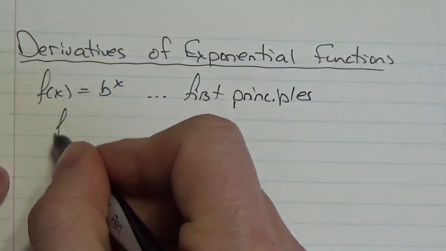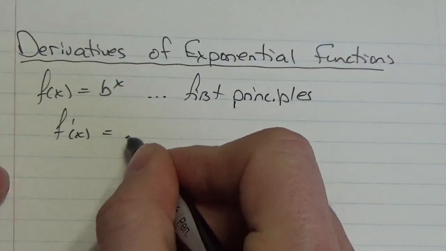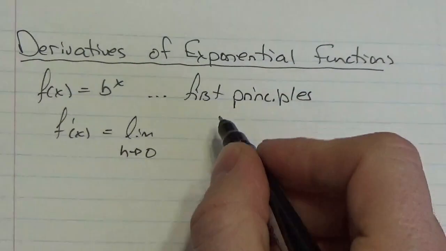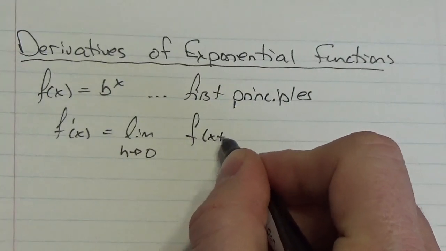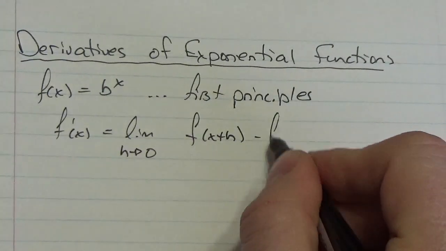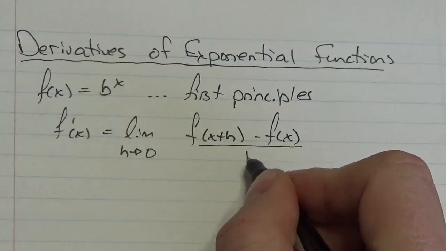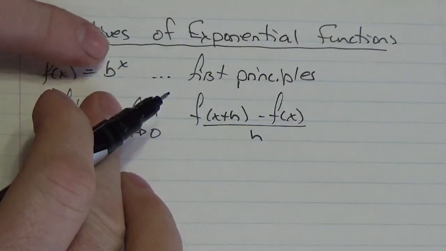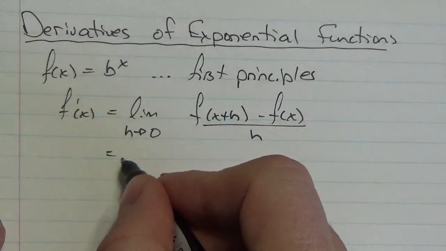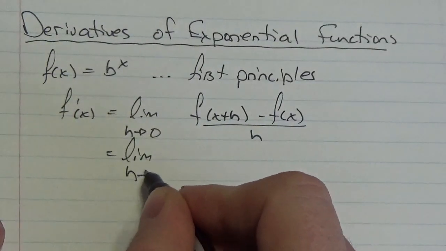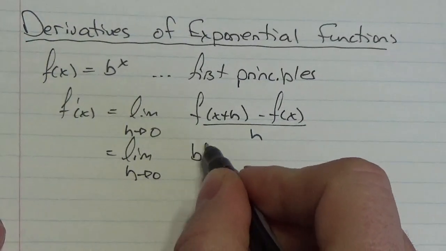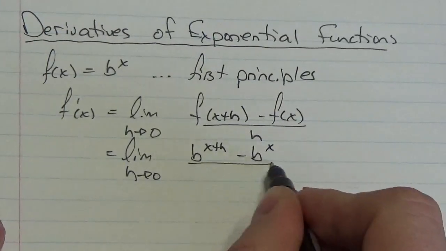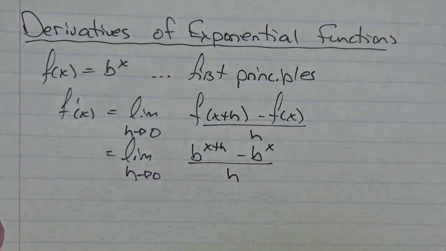So remember, f prime of x, using first principles, is going to be the limit as h approaches 0 of f of x plus h minus f of x all over h. Okay, so now we go back to our function here, b to the x. So this is going to be the limit as h approaches 0 of b to the x plus h minus b to the x all over h.